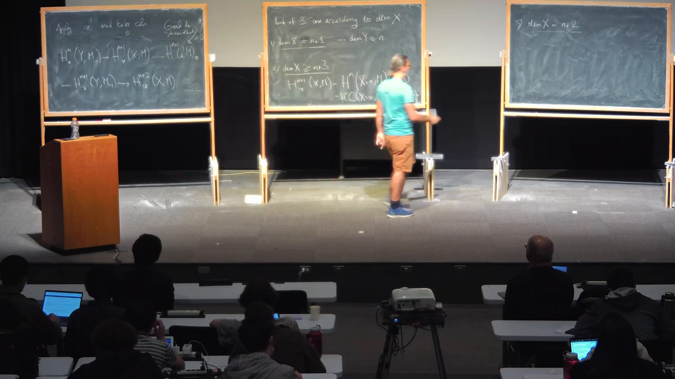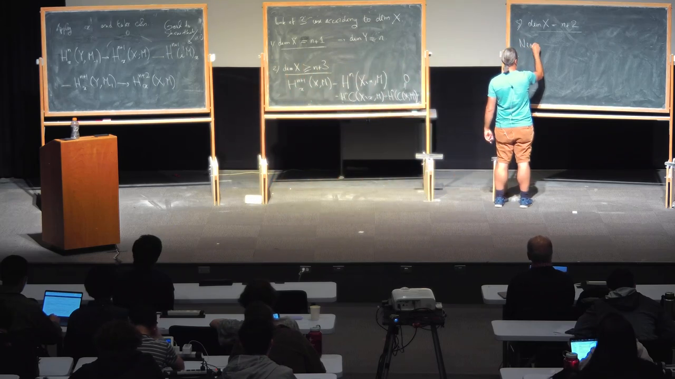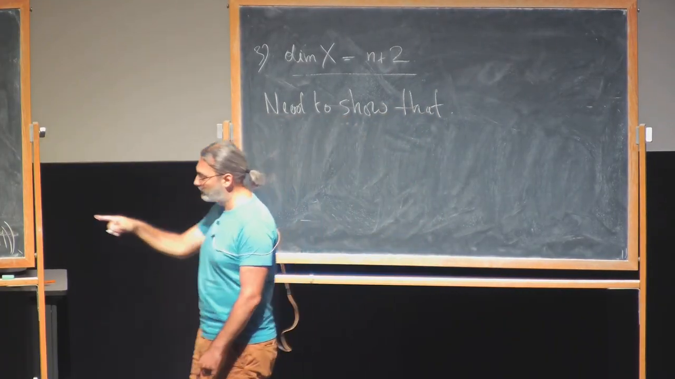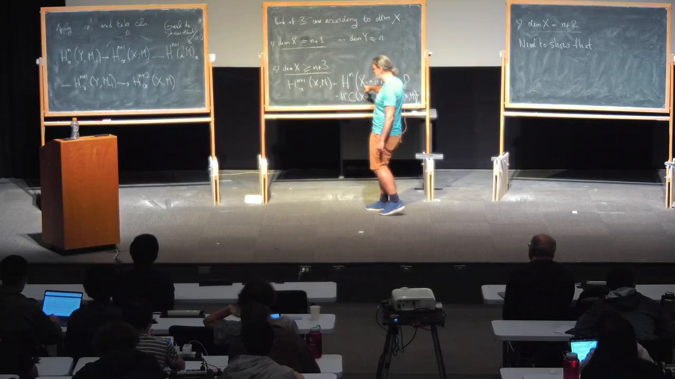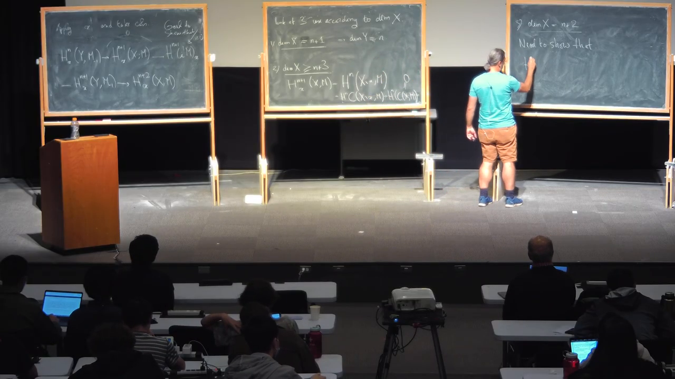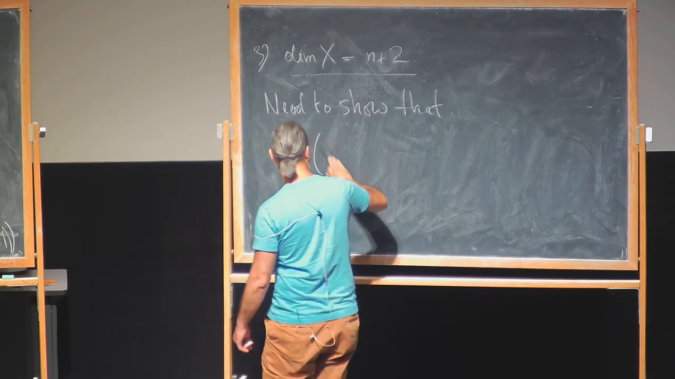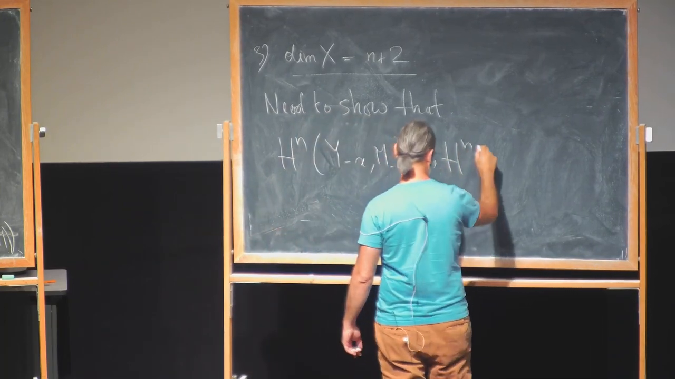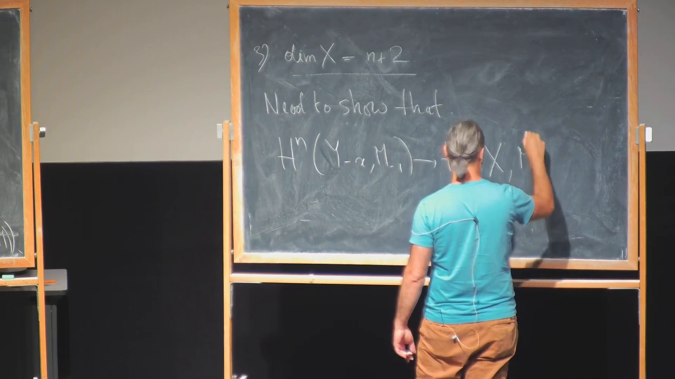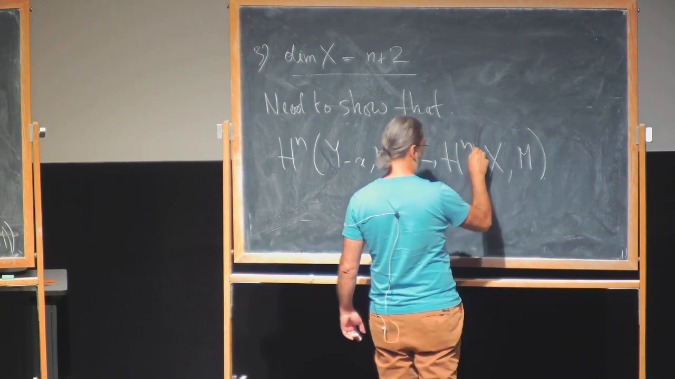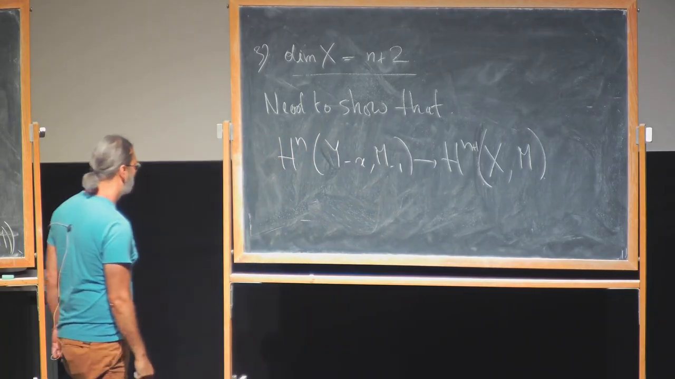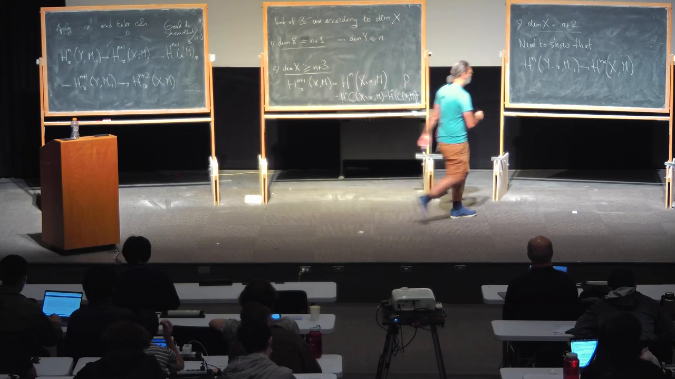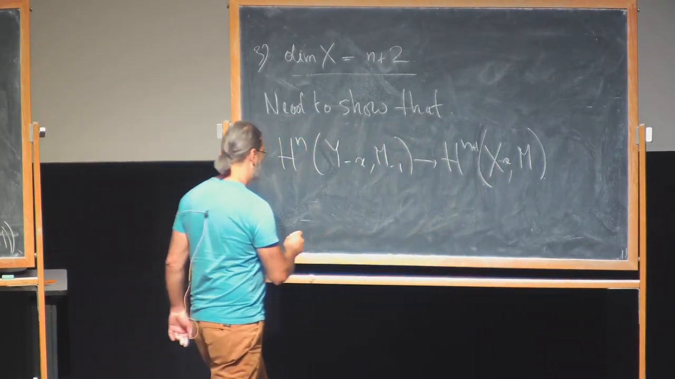So we need to show that, and I will rewrite it differently. I'm going to use the fact that x is Hänselian to write this as Hn, I guess y. Okay, so this is a map that we want to show is injective.